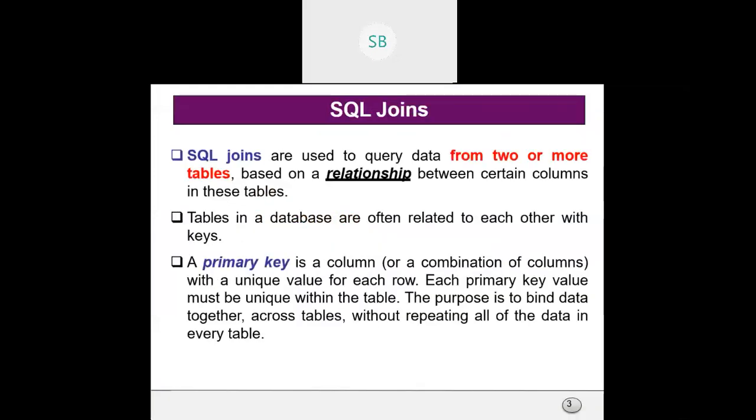We have already studied the SQL joins in theory, the join operator. But today we are going to study how we will implement it in SQL. These SQL joins are used to query data from two or more tables based on a relationship between certain columns in these tables. Since we are joining two or more tables, there should be a common column by which we are joining the tables.